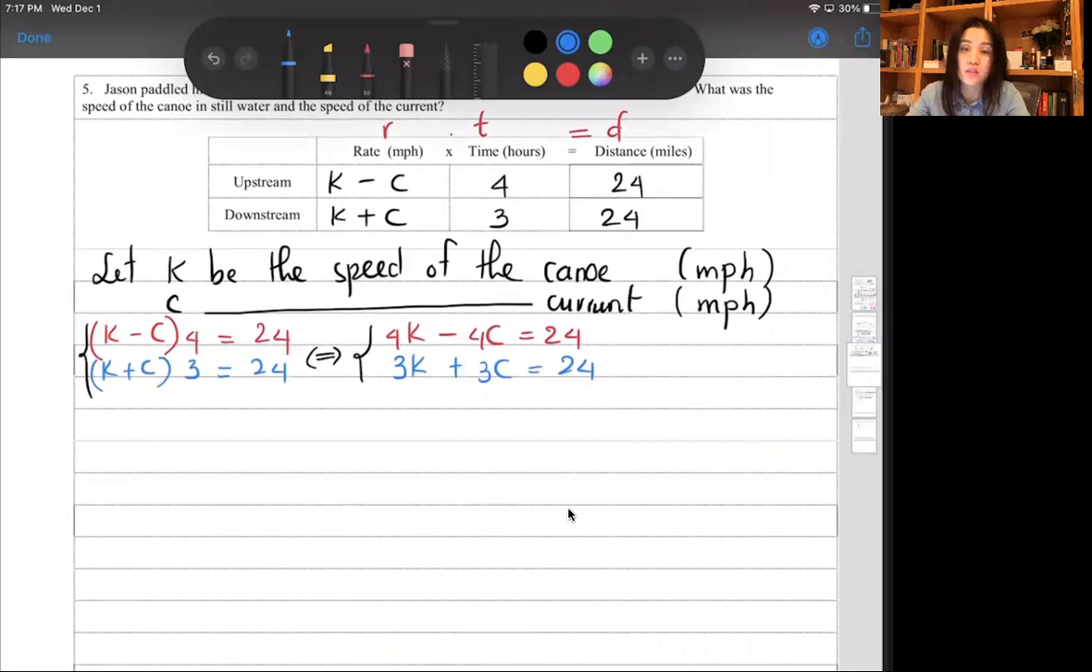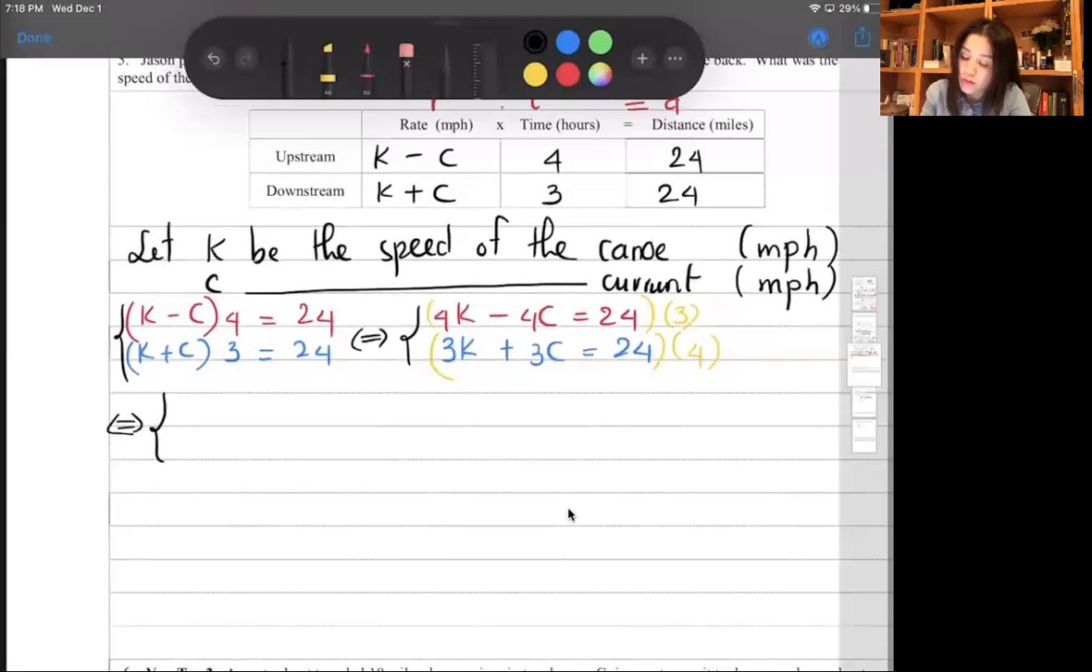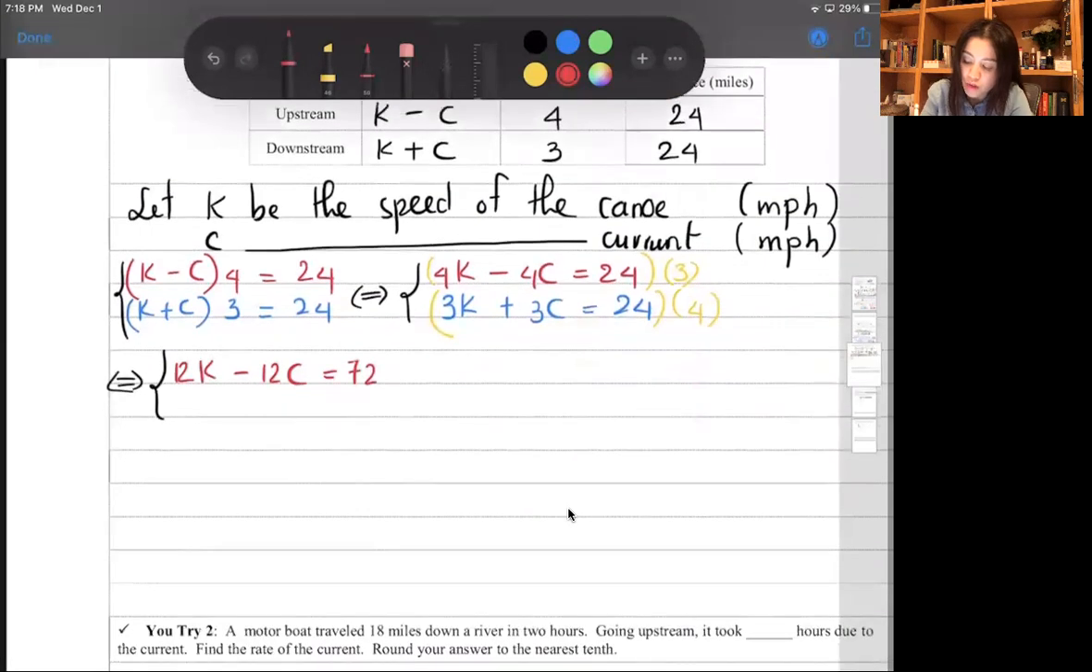I'm going to eliminate C because the sign is already opposite. All I have to do is multiply top and bottom by some number, right? LCD is 12 because I got negative 4 on the top, positive 3 on the bottom. I need it to be positive 12 and negative 12, right? So I'm going to multiply the top by 3 and the bottom by 4. The new system of equations, I'll write down here. 3 times 4 is 12K. 12K minus 12C equal 24 times 3 is 72. And then the bottom one, 4 times 3 is 12. 12K plus 12C equal 24 times 4 is 96.